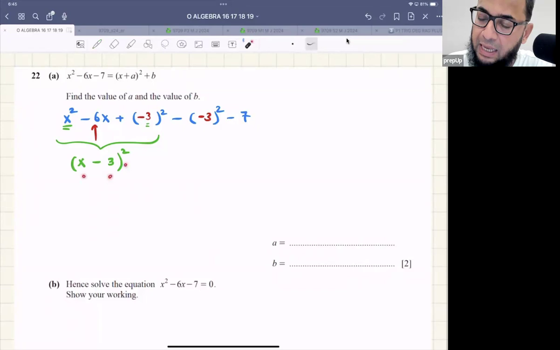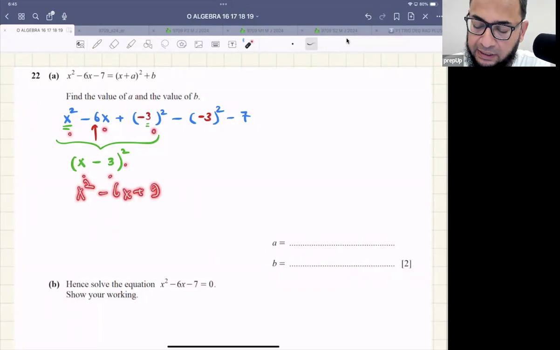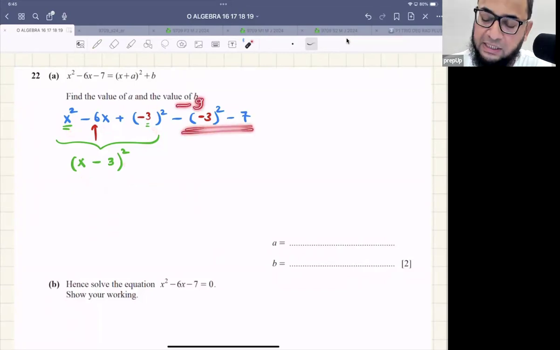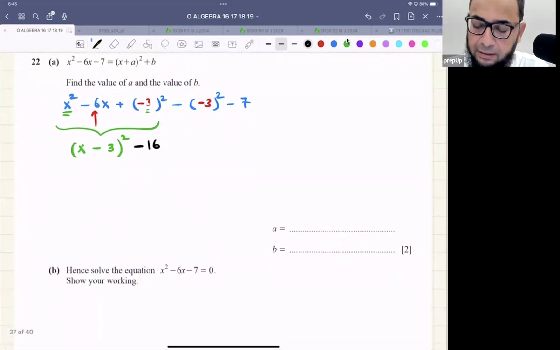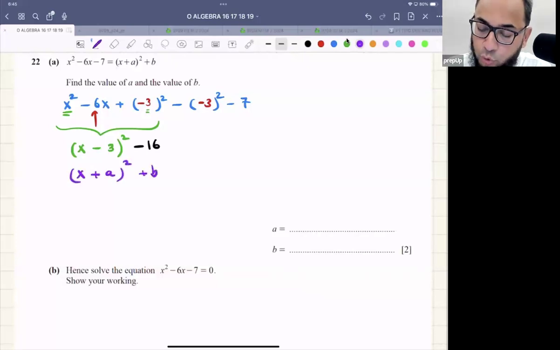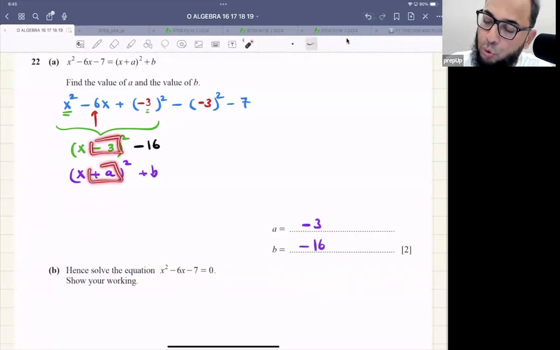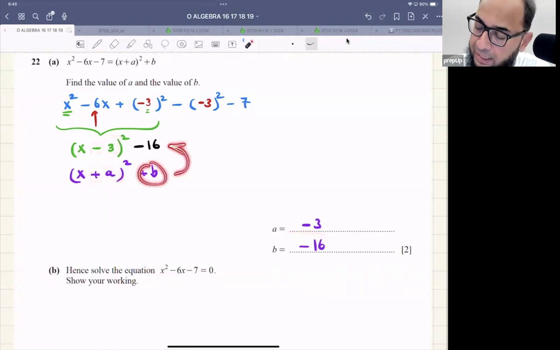Double check. If I expand this, it is x square minus 6x plus 9. Simplify the rest: that is negative 9, negative 7, which is negative 16. And you get this thing. So now this is done. Find the value of a and the value of b. Now you have to compare coefficients: (x plus a) whole square plus b, therefore a is -3 and b is -16. You just write it like this. Hence solve this equation.